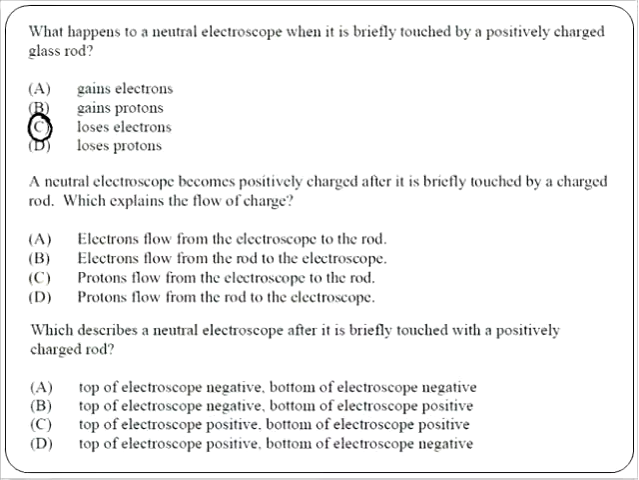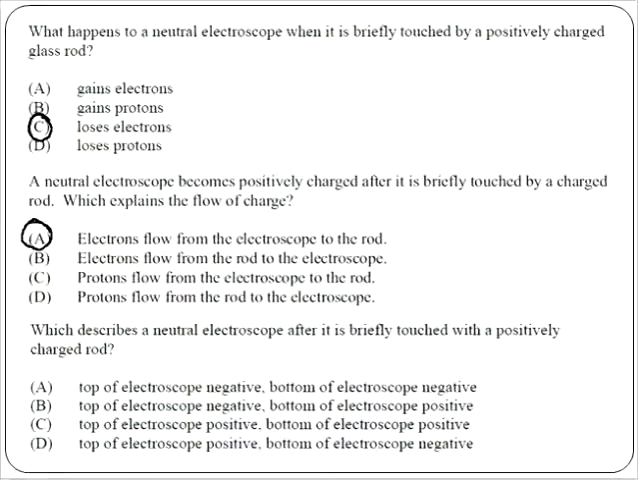All right? Second one. This time it says a neutral electroscope becomes positively charged after it is briefly touched by a charged rod. Okay, it's basically the same thing we just talked about. Which explains that flow of charge? What happens, in other words? What happens is the electroscope loses electrons because the positively charged rod actually pulls electrons out of the electroscope. So electrons flow from the electroscope to the rod.